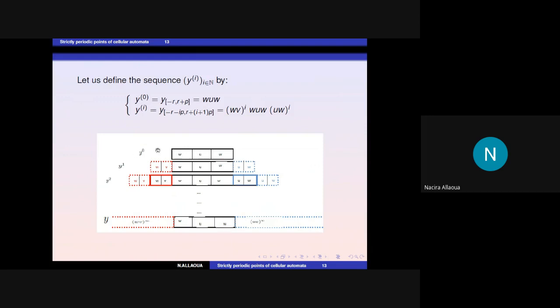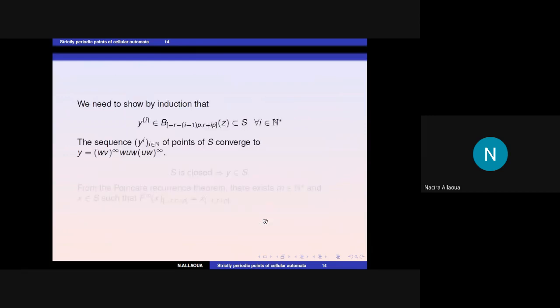So we define our sequence as follows. The first iterate of the sequence is equal to W U W. And for each new iterate, we add a UV to the right side and a WV to the left side. As we can see, our sequence will converge to the point equal to WV to the infinity, WUW, and UW to the infinity. We show by induction that all elements of our sequence belong to S, and the sequence converges to the point Y.